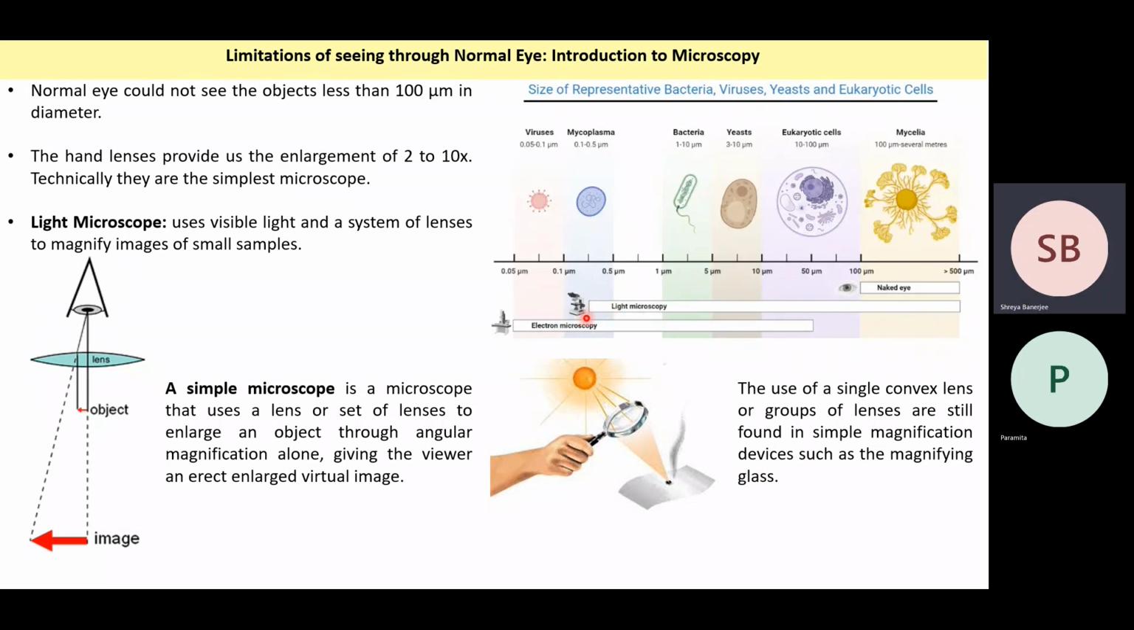Now, if you look at the limits of the light microscope, the limit also ends at around 0.25 micrometer. So using a light microscope, you can see the different eukaryotic cells, yeasts or bacteria, and even some mycoplasma, but you cannot see viruses, which are less than 0.1 micrometer. For that, you will need the electron microscope.